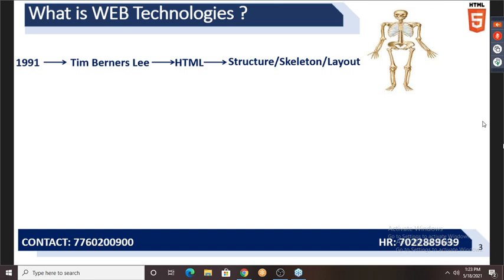Everything we'll see later, okay? So HTML means what? You should remember that it is going to create the structure of applications. I hope everyone understood this.